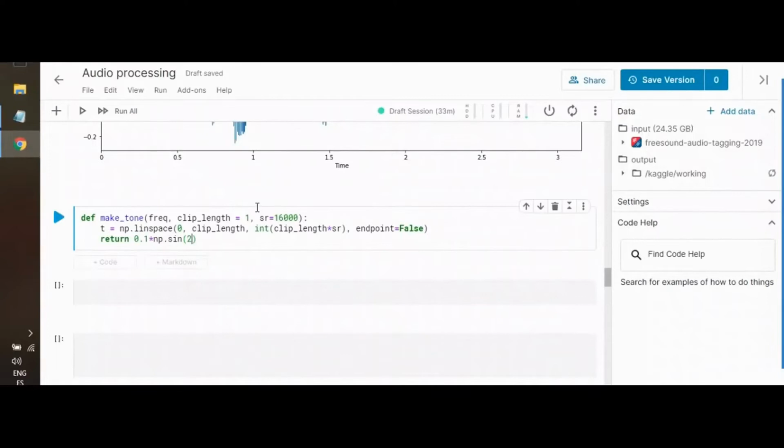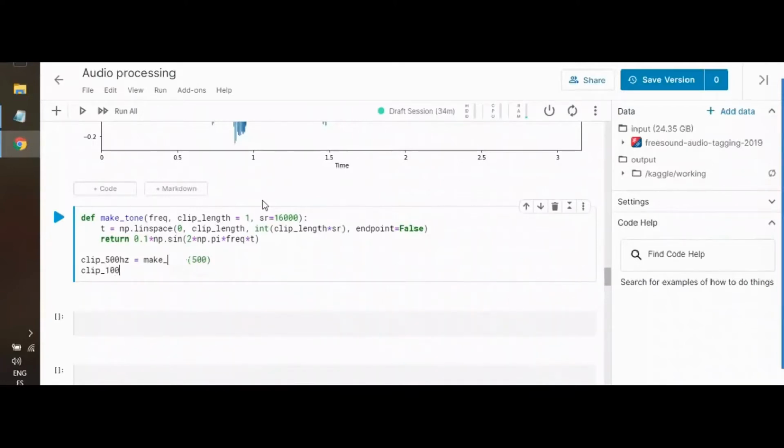The signal is going to have a sinusoidal shape. Two times pi times the frequency times t, which is the time. And now let's create two clips, one of 500 Hz and the other of 1000 Hz.